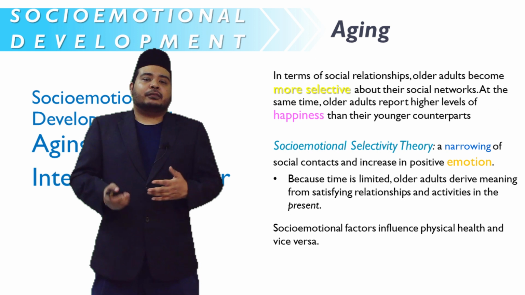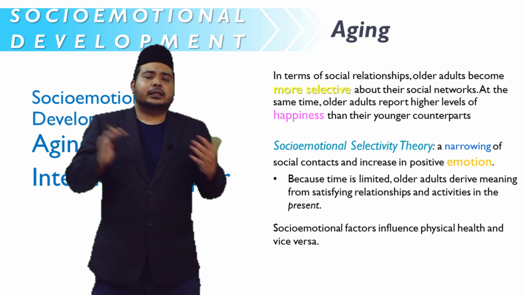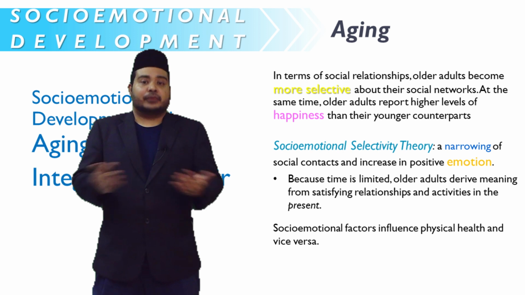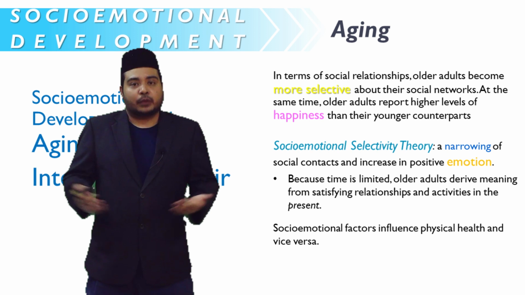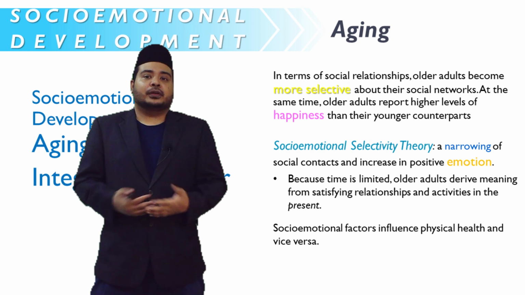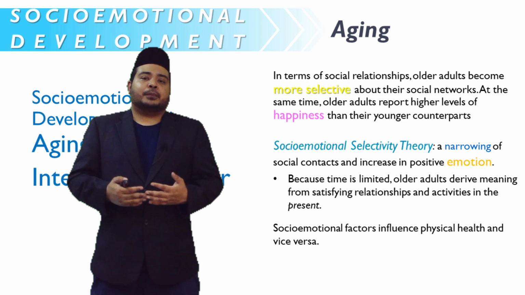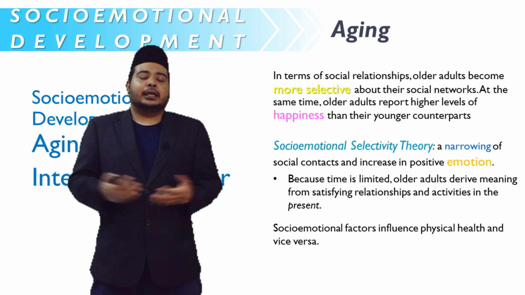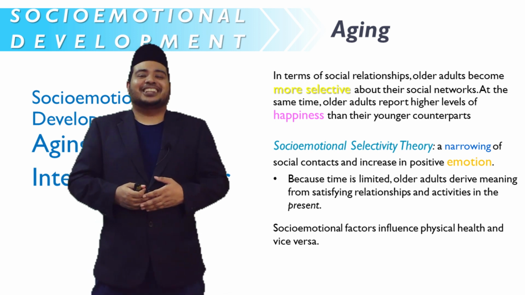So in terms of social relationships, when we reach late adulthood, older adults become more selective. They are not open to everything. This is the stage where they are more selective about their social networks, who their friends are, who they mingle around with, who is in their community. At the same time, older adults report higher levels of happiness than their younger counterparts when they are more selective. There is no time for them to waste on toxic people.